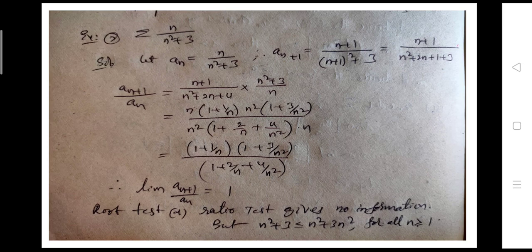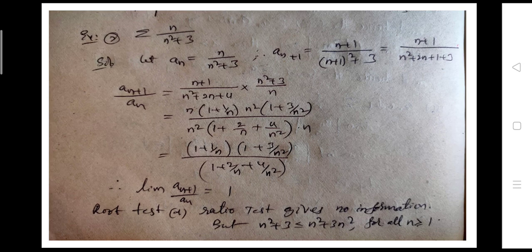Therefore, limit an plus 1 by an is equal to what? We get 1 only, because 1 by n tends to 0, 3 by n square tends to 0, 2 by n tends to 0 and 4 by n square tends to 0. 1 by 1, we get 1 only. So root test or ratio test gives no information. So, n square plus 3 is less than or equal to n square plus 3n square. This is true for all n greater than or equal to 1.